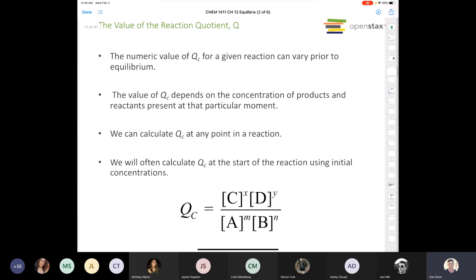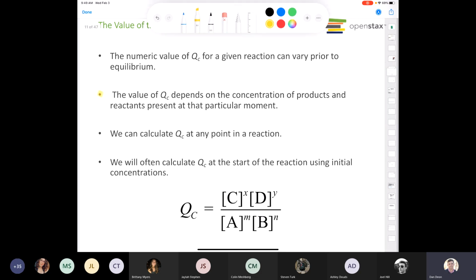All right, a little more information before we get into some problems here. It says the numeric value of the reaction quotient for a given reaction can vary prior to equilibrium. All that means, that's just a politically correct way of saying the reaction quotient doesn't have anything to do with equilibrium, right? It might be the same as what it is at equilibrium, but it's usually not used for equilibrium.